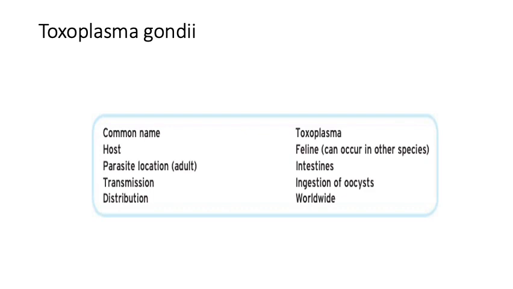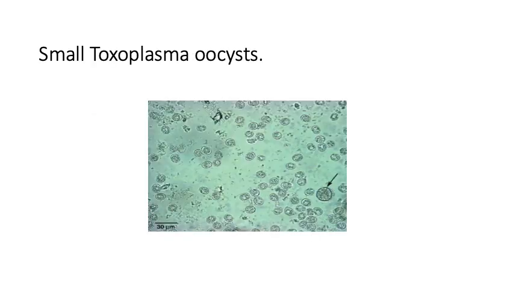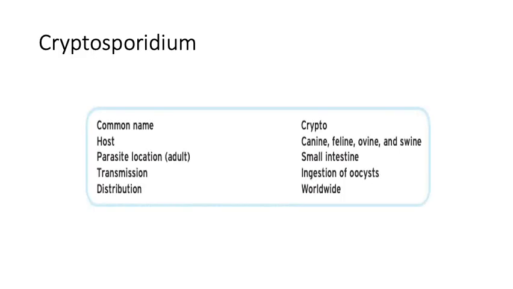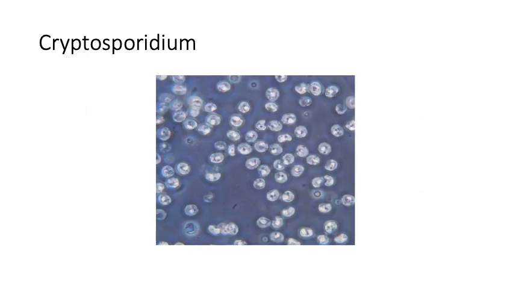Another member is Toxoplasma gondii that commonly infects the cats. Mostly seen in this picture are the oocysts of Toxoplasma. The one pointed by the arrow is the oocyst of Isospora. Another coccidian is Cryptosporidium. So these are the oocysts of Cryptosporidium.